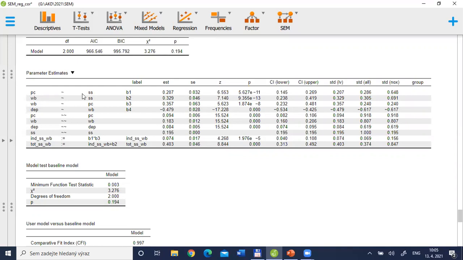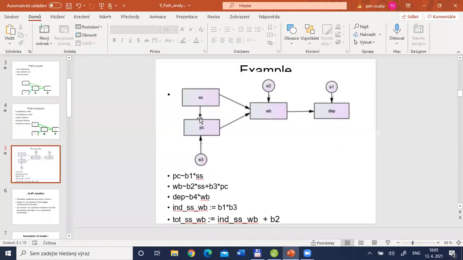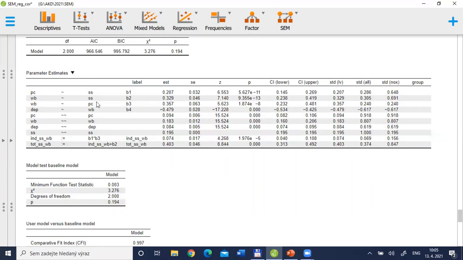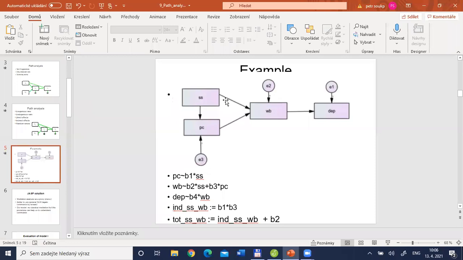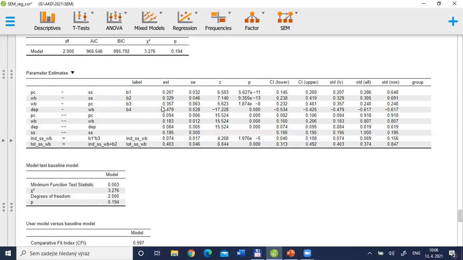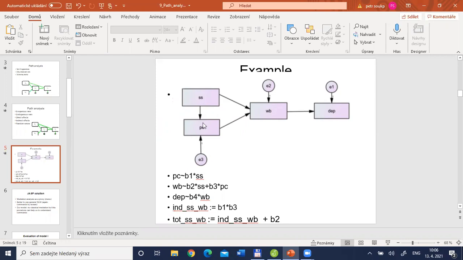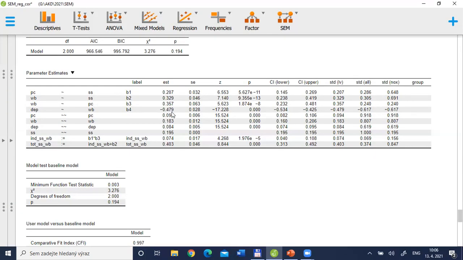For example, proactive coping to social support has a slight positive impact. This is a slight positive impact, 0.2. The next one is 0.329, well-being from social support. This is a direct effect. The second direct effect here, from proactive coping to well-being, is 0.357. And the last one, a quite negative effect expected from well-being to depression, is minus 0.479. These effects cannot be directly compared, as the scale, especially the variances for individual variables, are not the same.